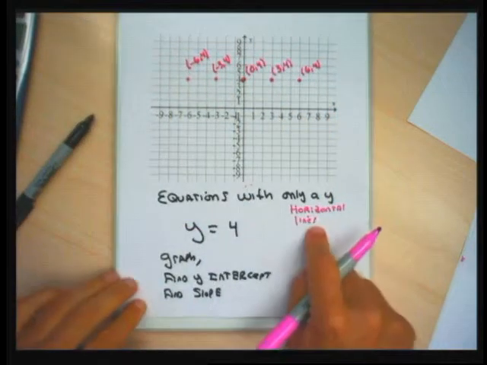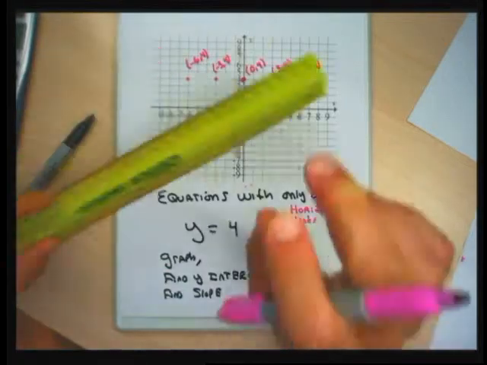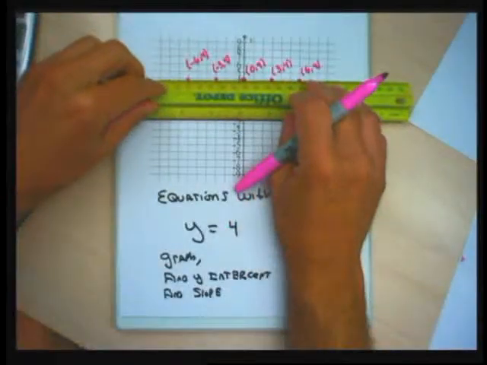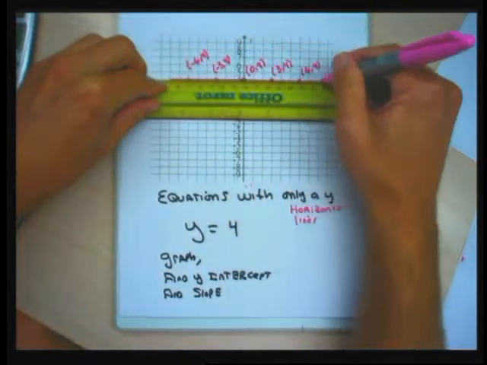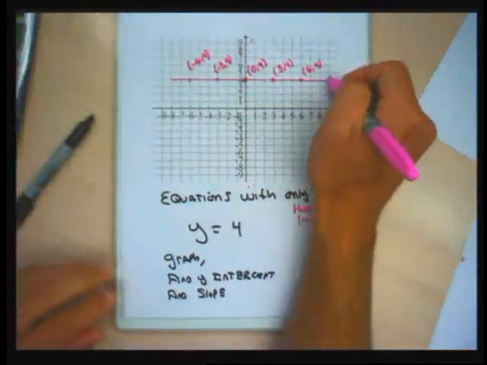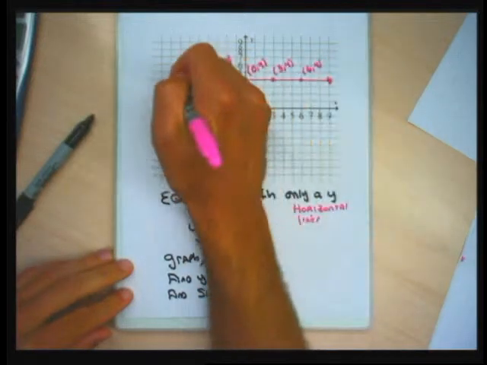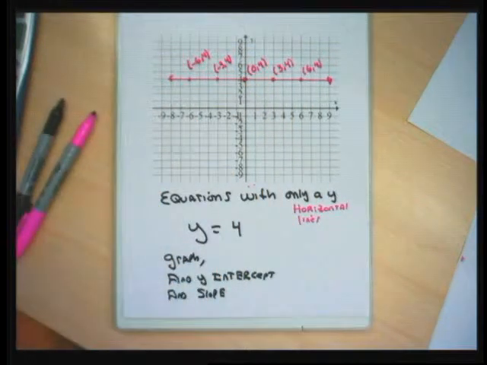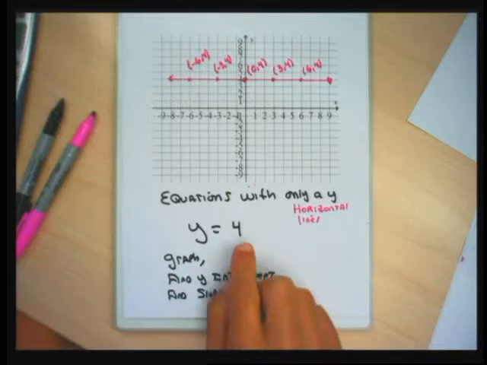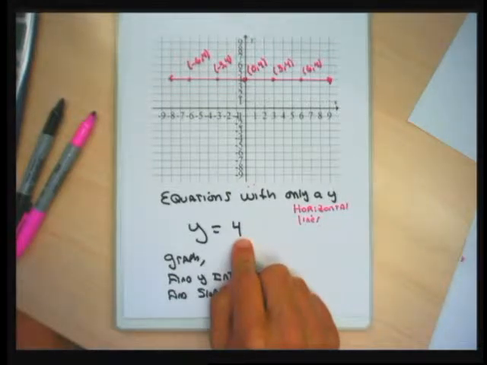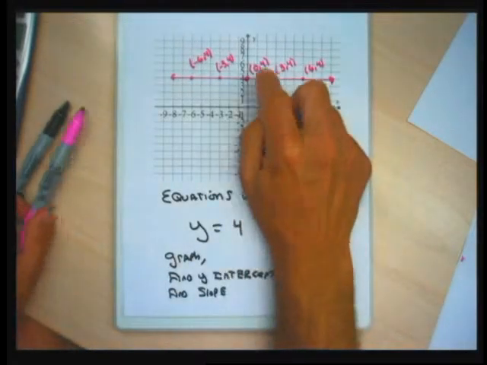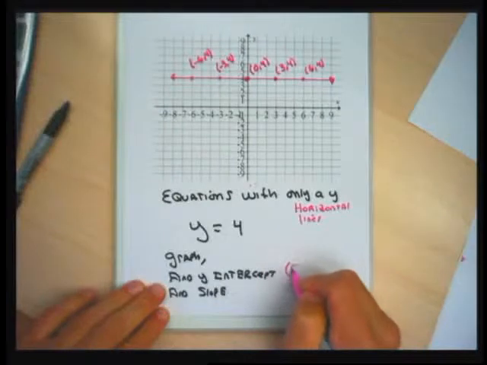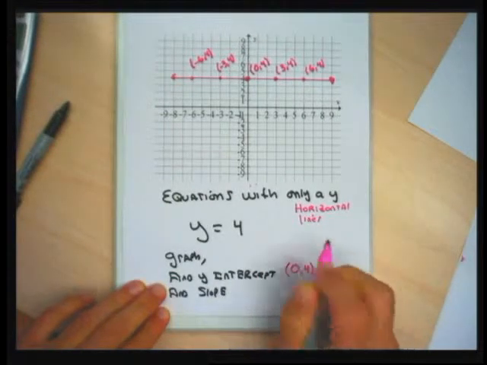So I say this is a horizontal line because every point that has y equal to 4 lies on that horizontal line. So that's the graph of that line. Once I have a graph of a line, it's not hard to identify the y-intercept, because I just look at the y-axis. For this graph, the y-intercept is the point 0, 4.